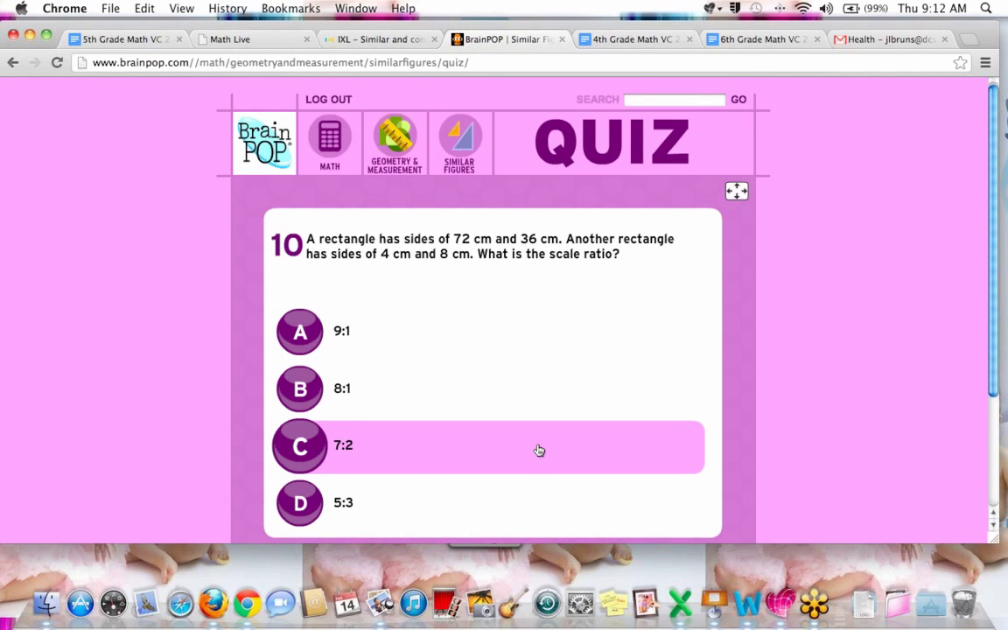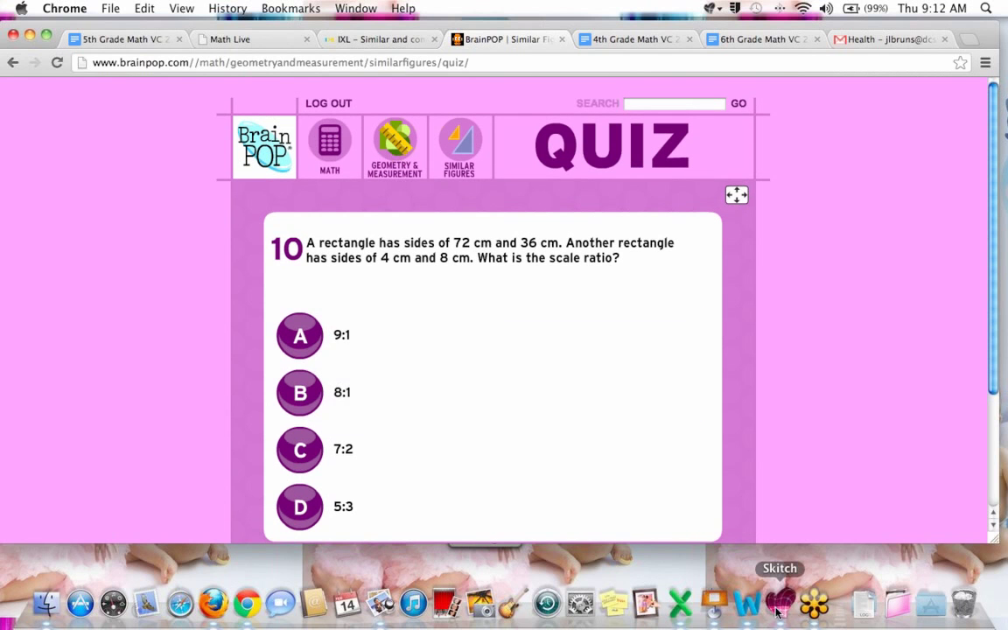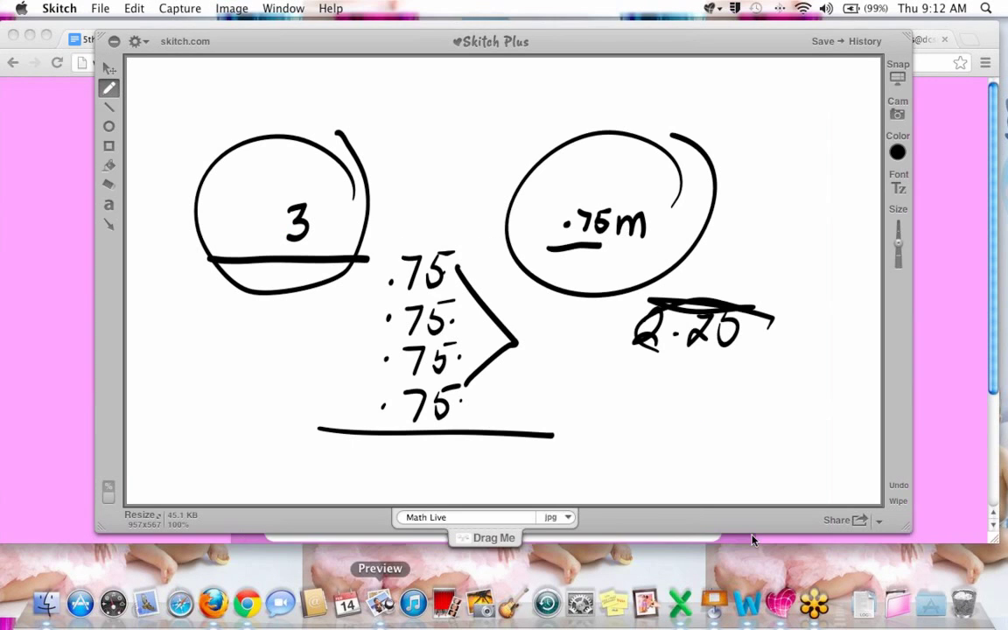A rectangle has sides of 72 centimeters and 36 centimeters. Another rectangle has sides of 4 and 8. What is the scale ratio? So here again, we are finding out how much bigger this other rectangle is. So let me draw the pictures.